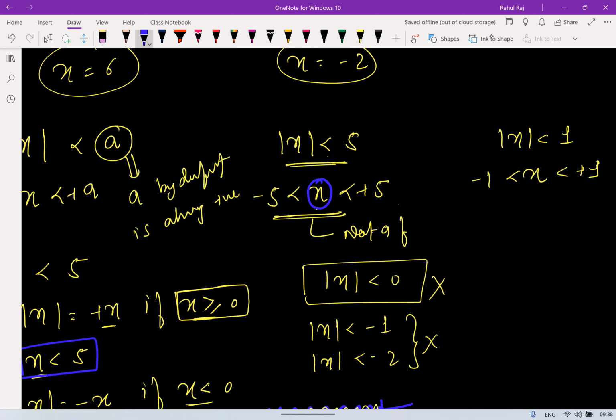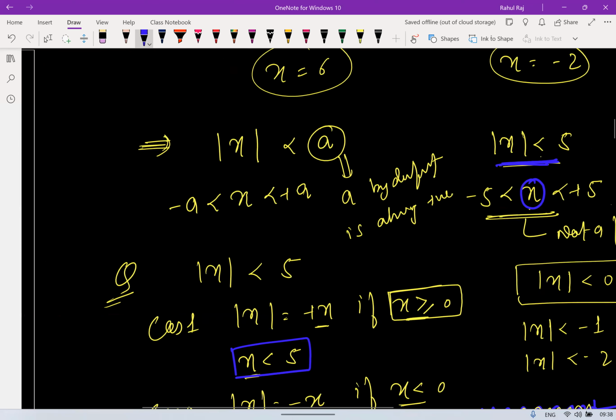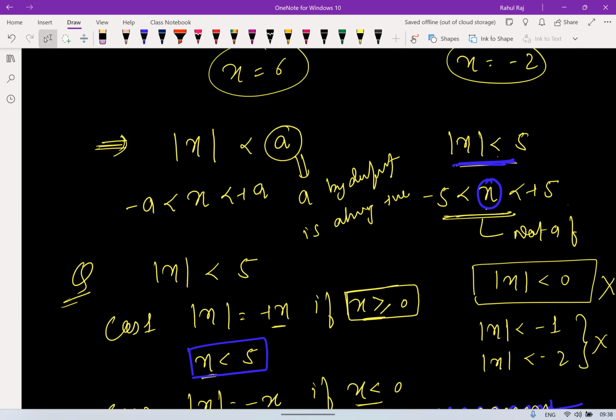So when I say mod x is less than 5, x can lie between -5 and 5. When I say mod x is less than 1, I can say x lies between -1 and 1. But the situation that mod x is less than -2 does not exist in math, because mod is always positive. A positive number can never be less than 0, can never be less than -2, can never be less than -10. So these are all very conceptual understandings and should be known to you.